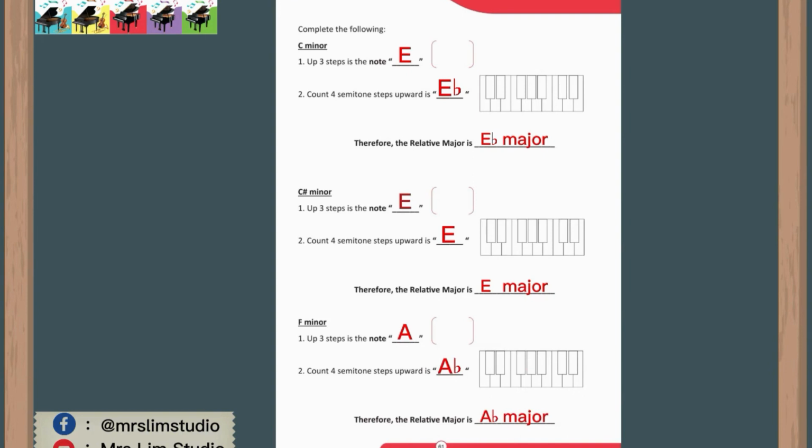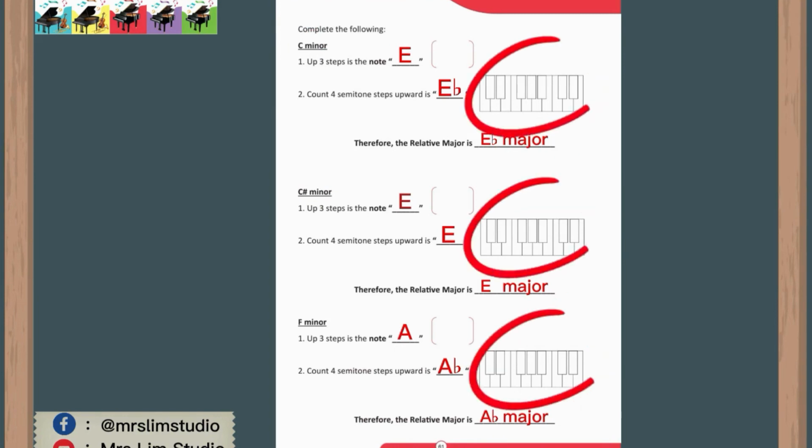Using these methods, you will be able to answer all these questions easily. For C minor, we know its relative major is E flat major. For C sharp minor, its relative major is E major. For F minor, its relative major is A flat major. In our music theory guidebook, each question has a mini keyboard for you to do your semitone counts. With proper and correct practice, you would be able to imagine this keyboard or reuse any keyboard you draw on your own.